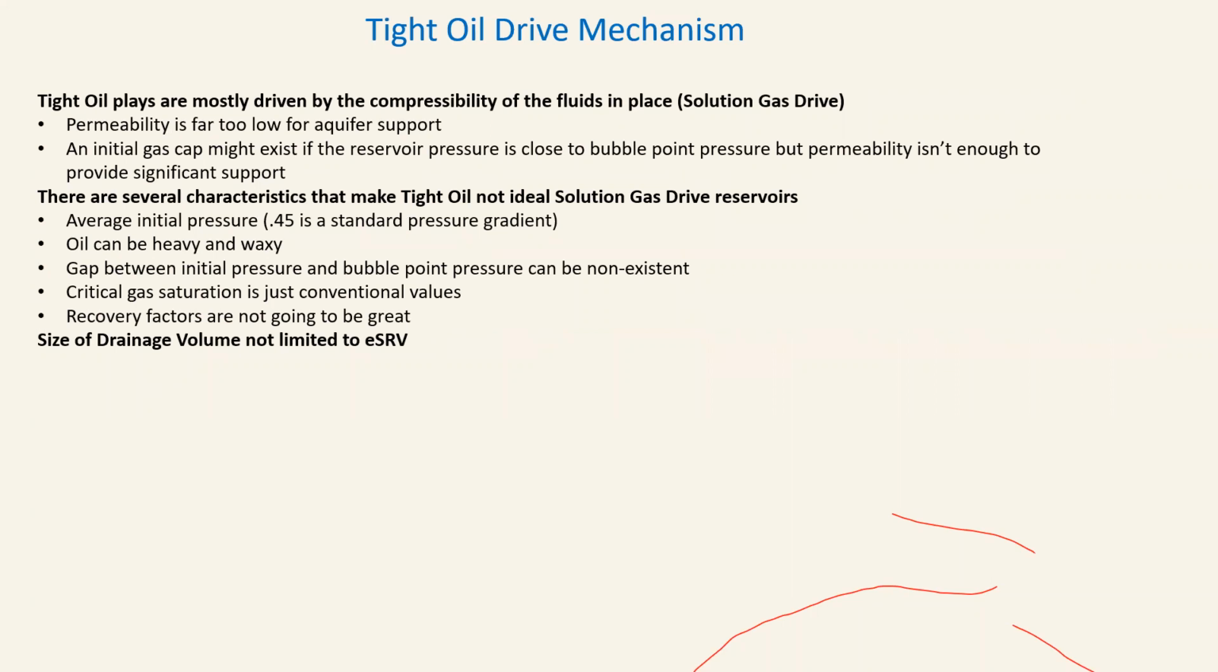So when we talk about tight oil drive mechanisms, it is once again a solution gas drive, just like our unconventional oil. Your permeability of 0.1 to 1 millidarcy, that's not enough for meaningful aquifer support. An initial gas cap might exist if your reservoir pressure is the same as your bubble point pressure. But once again, the permeability is so low that it's not necessarily going to be very helpful for you.